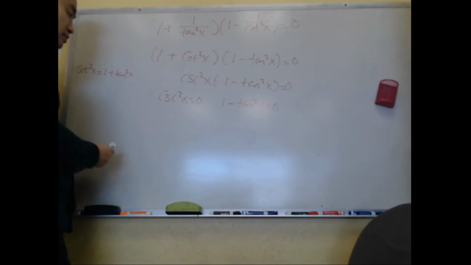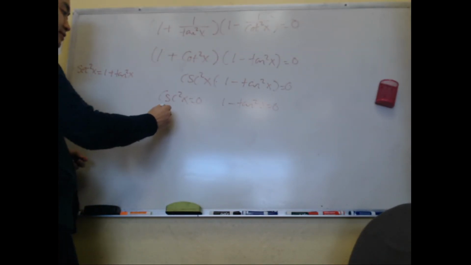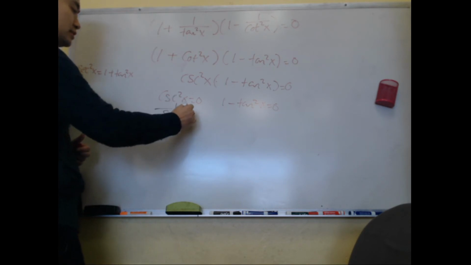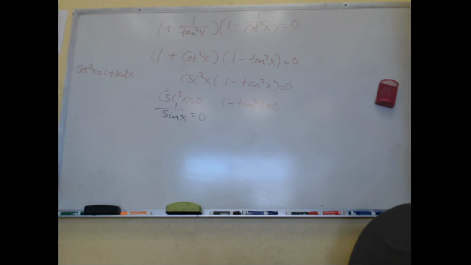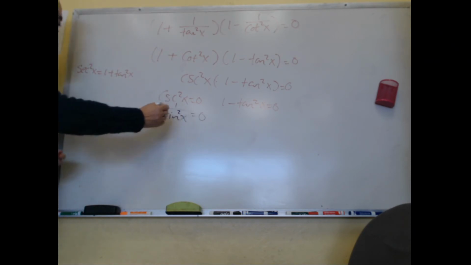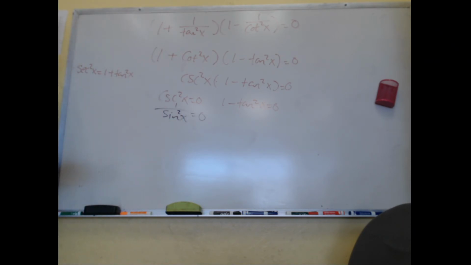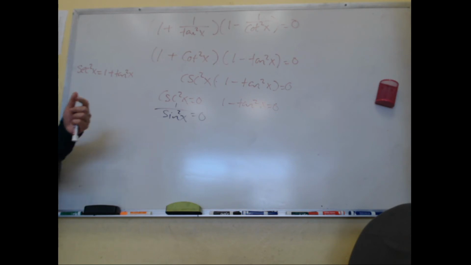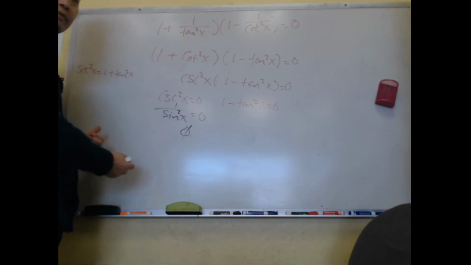So this one, 1 over sine squared of x equals 0. Is there any solution for that? Would that be possible? The top part, the numerator, is a constant 1, but the denominator cannot be 0. So this one has no solution, right?